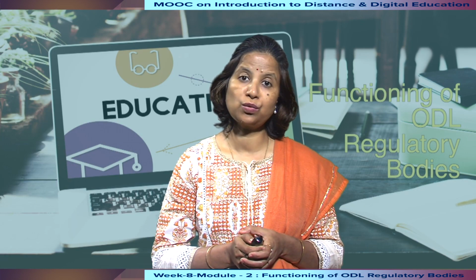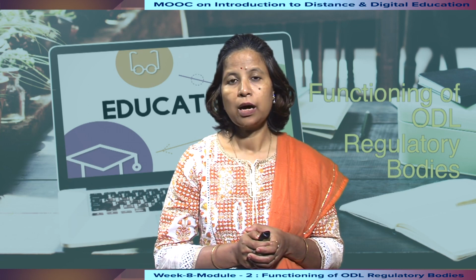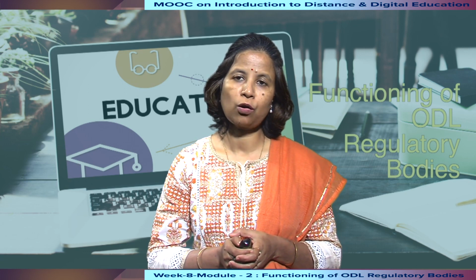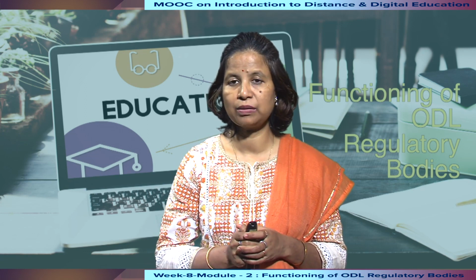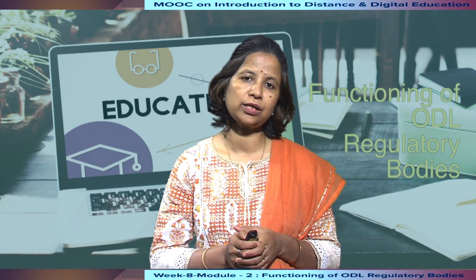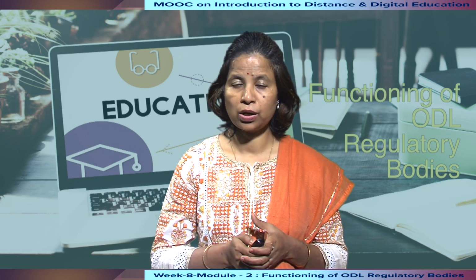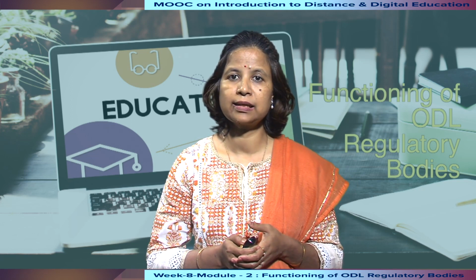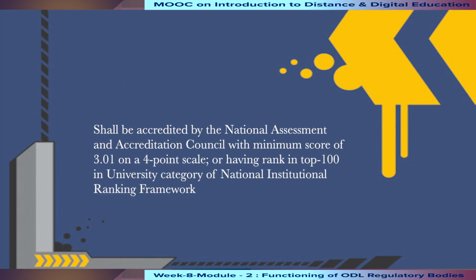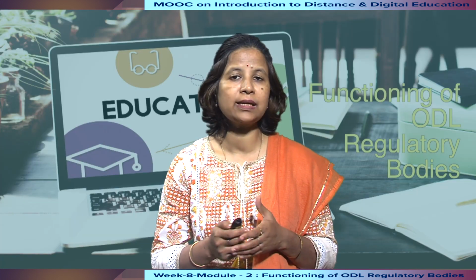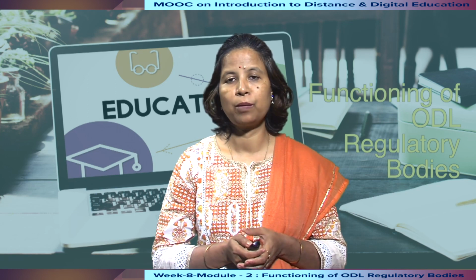As per the UGC 2020 regarding the recognition process for offering programs under ODL mode or online mode, the Commission fixed some institutional level eligibility criteria. Any higher education institution that may apply for offering programs through the open and distance learning mode must fulfill criteria such as: it shall be accredited by the National Assessment and Accreditation Council, that is NAAC, with a minimum score of 3.01 on a 4-point scale, or having ranked in the top 10 in the university category of the National Institutional Ranking Framework at least once in the 2 preceding cycles at the time of application.